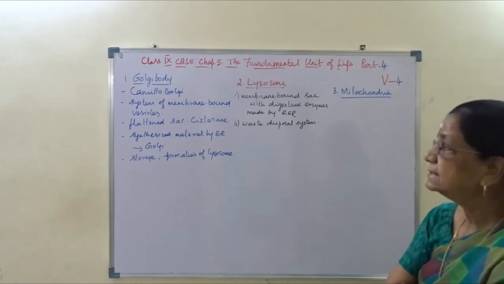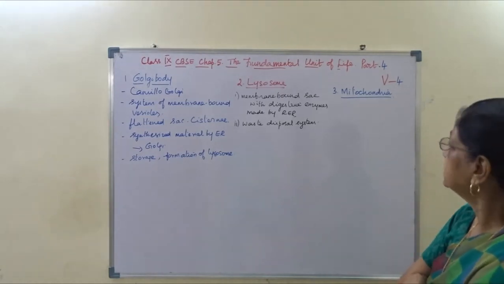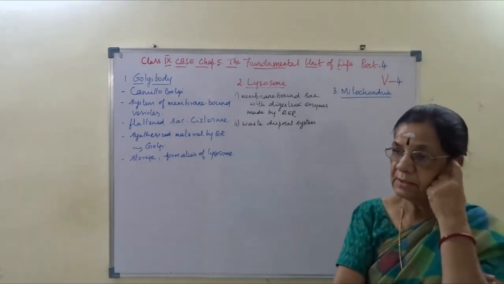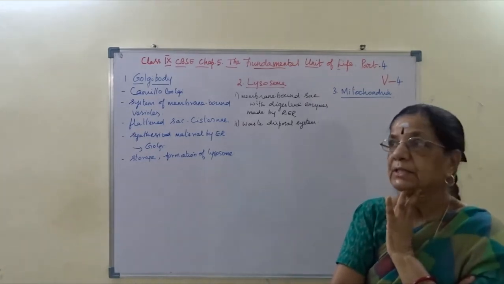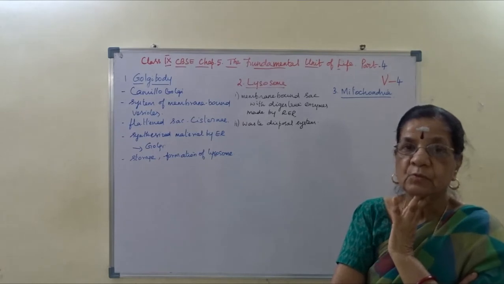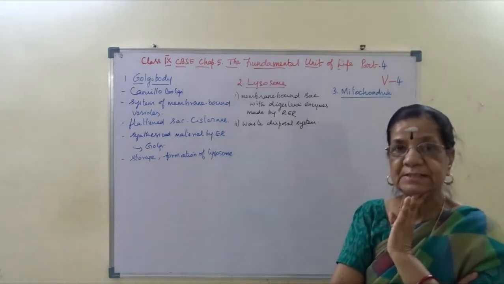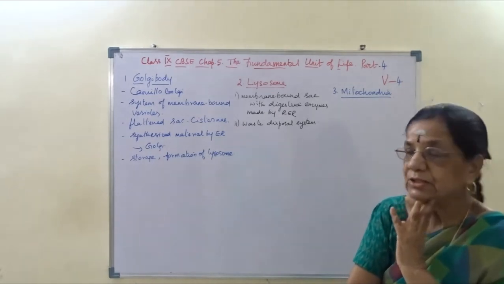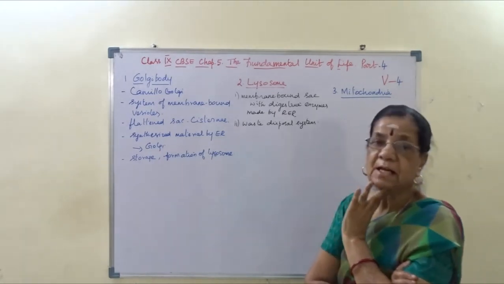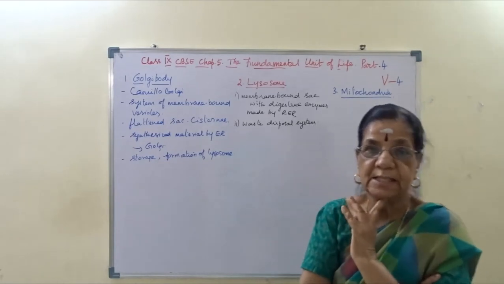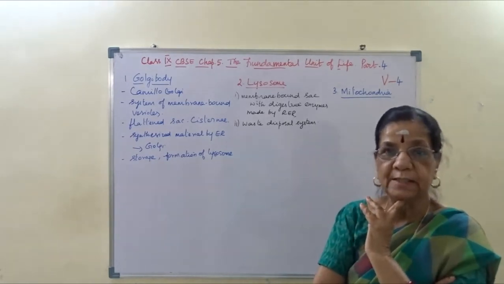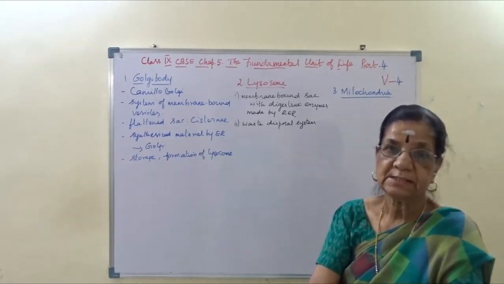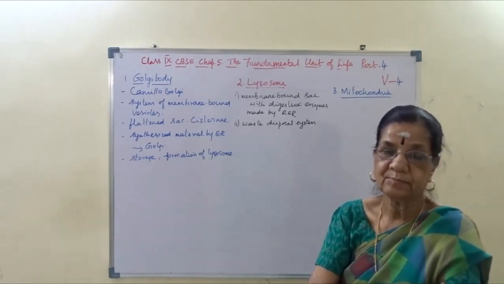Today in video 4, we are going to continue with 3 cell organelles, and if time permits one more: Golgi body, lysosome and mitochondria. What do you understand? Last year we learnt this lesson. Can you recollect something? Now, the Golgi body was identified by the scientist Camillo Golgi.